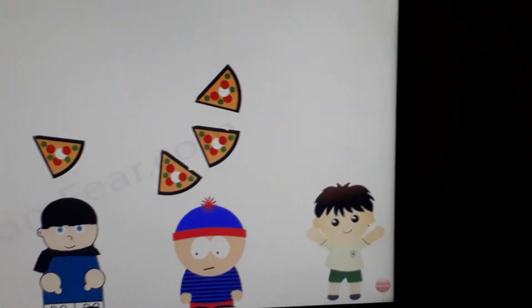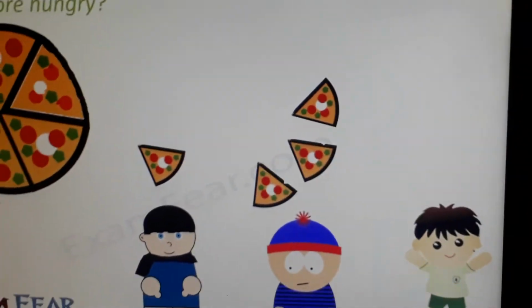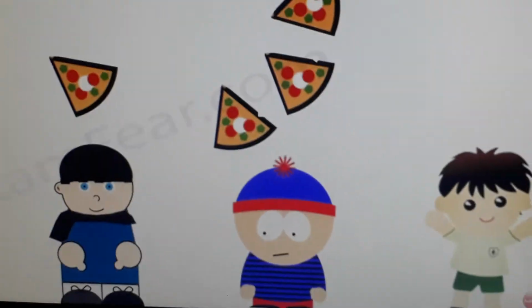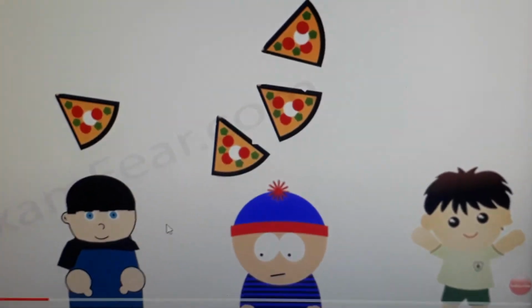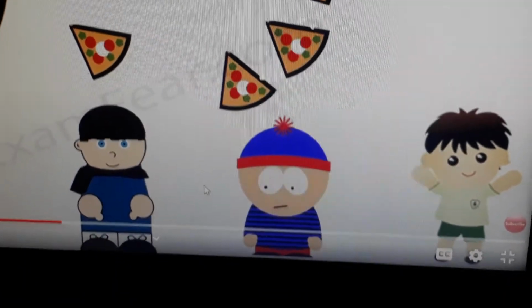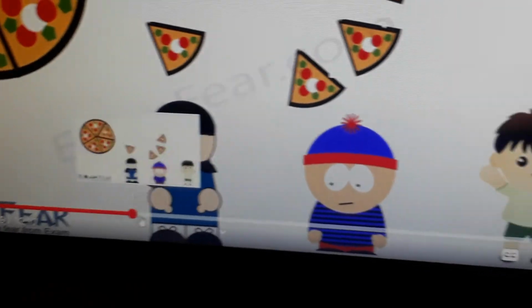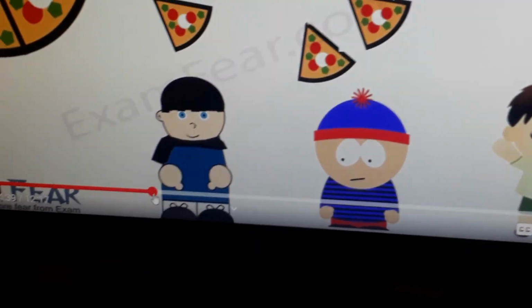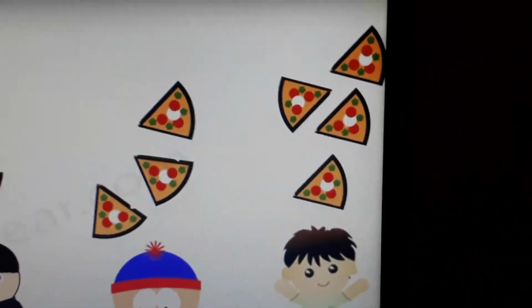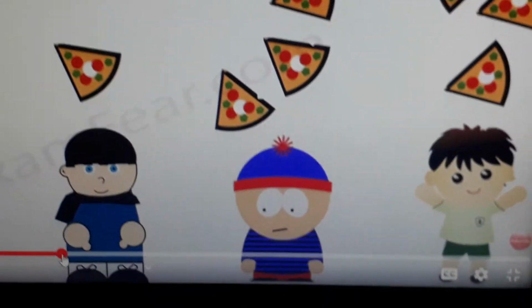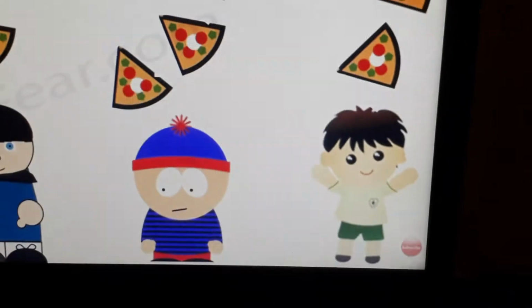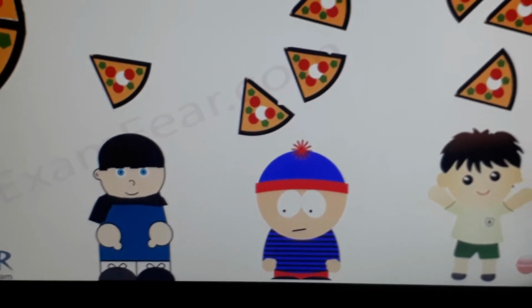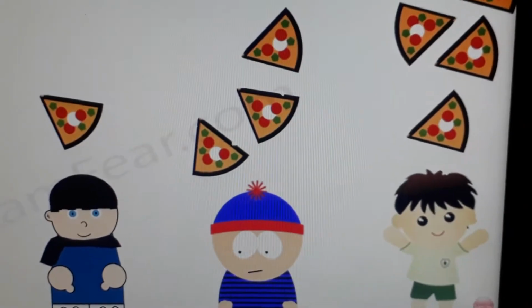And the third boy also got one pizza and they cut it into an equal number of pieces. They cut 5 pieces. The third boy ate 4 pieces. So how many pieces did the third boy eat? 4 pieces. Now what fraction will he get? See here, the first boy will get 1 by 5 because he ate one piece out of 5 parts.